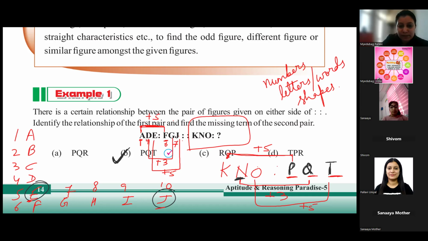So Sanaya, you have done it. Okay, Sanaya, just wait for 2, 3 minutes more. This will also be a revision for you. Then we continue with the questions. So Shivam, understood? This is how we are going to solve.